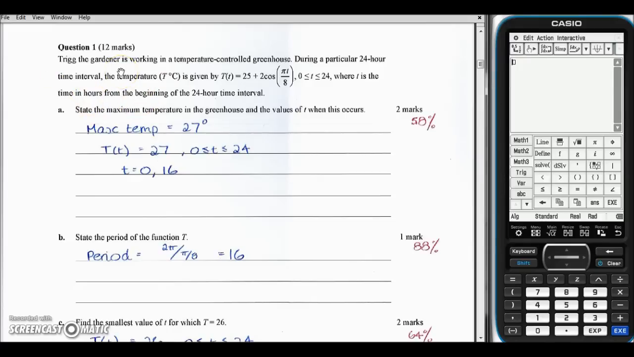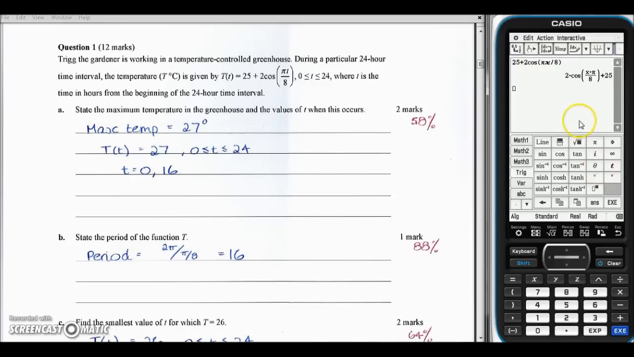So he's a gardener and he's working in a greenhouse, and the temperature in the greenhouse is given by this function here. So I reckon first thing you should always do, type in the function. So 25 plus 2 cos pi t on 8. So let's use x. So we've got our function in there, so we can play around with it.